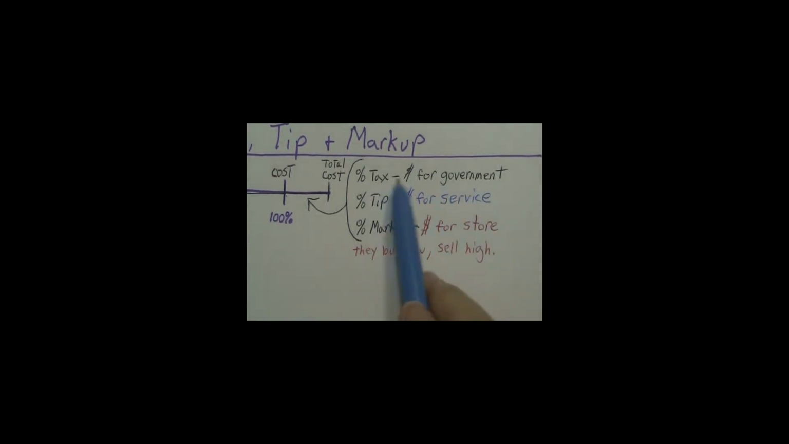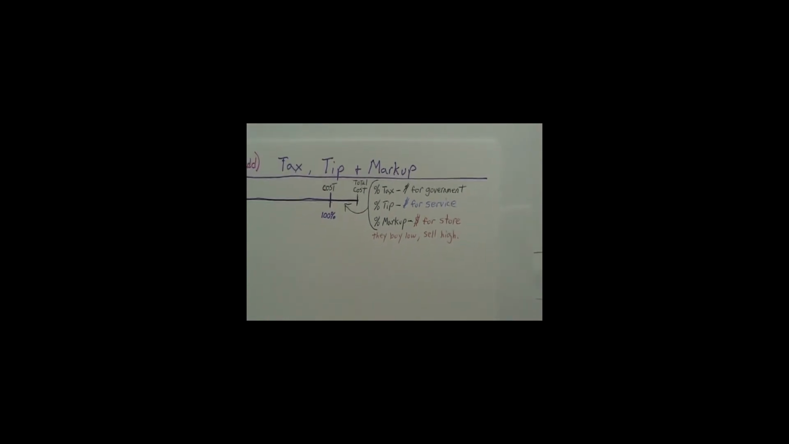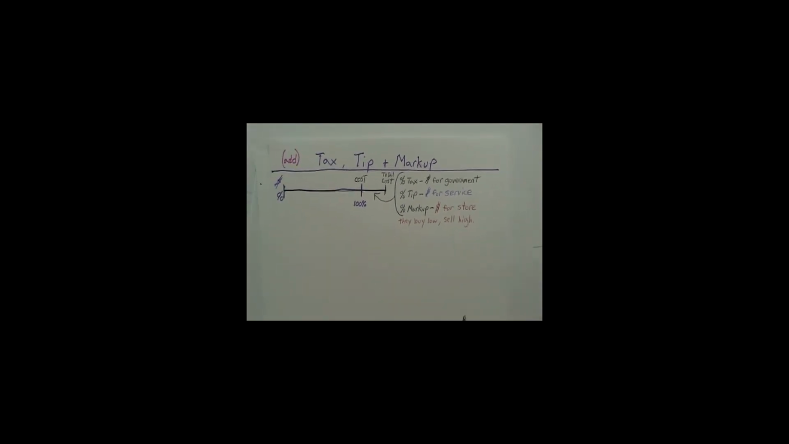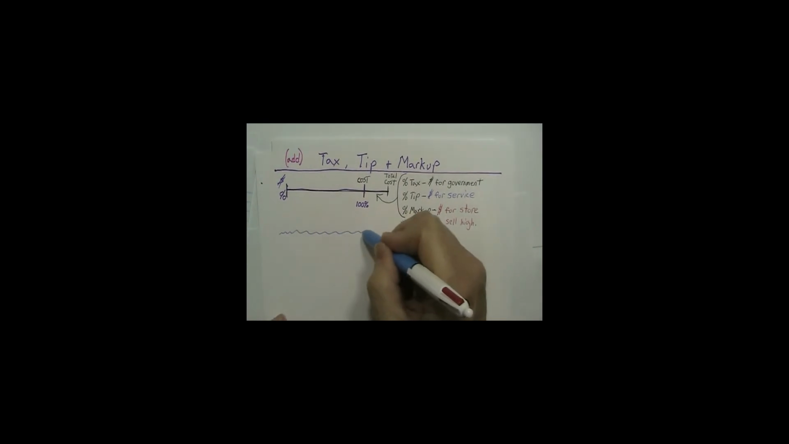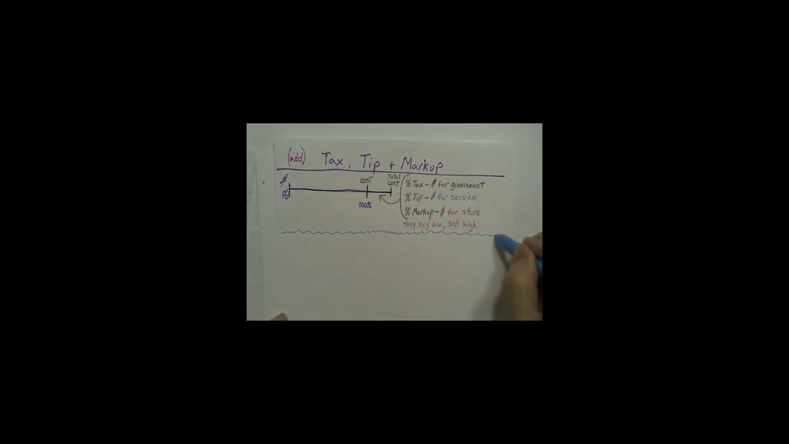Okay, so these are the three things we're dealing with. Percent tax for the government. Percent tip, that's for service. Percent markup, that's the money for the stores. That's how they make a profit. They buy low and then they sell high. Kind of like stocks. Okay, we'll just do a couple of examples. But this is what you want to keep in mind.